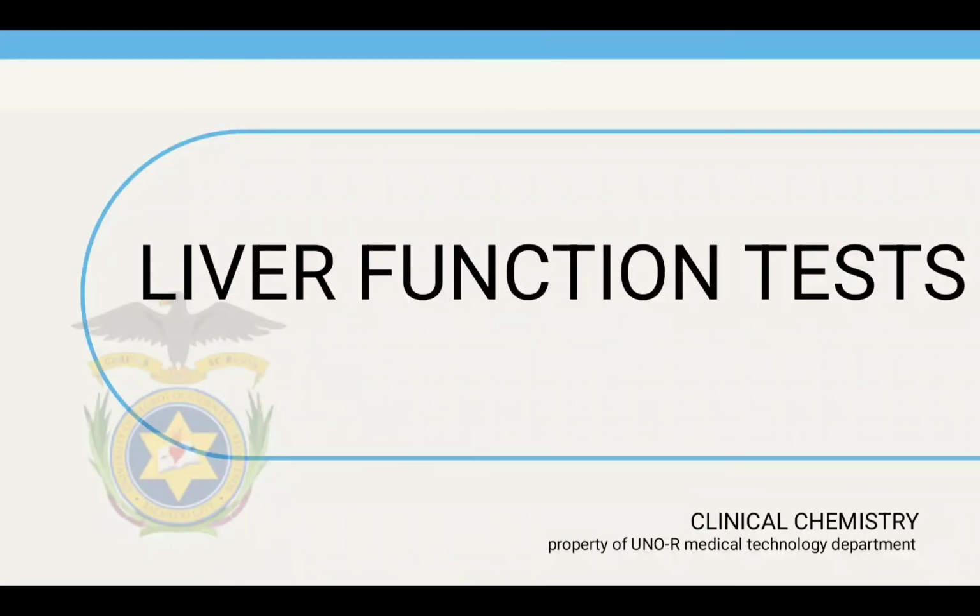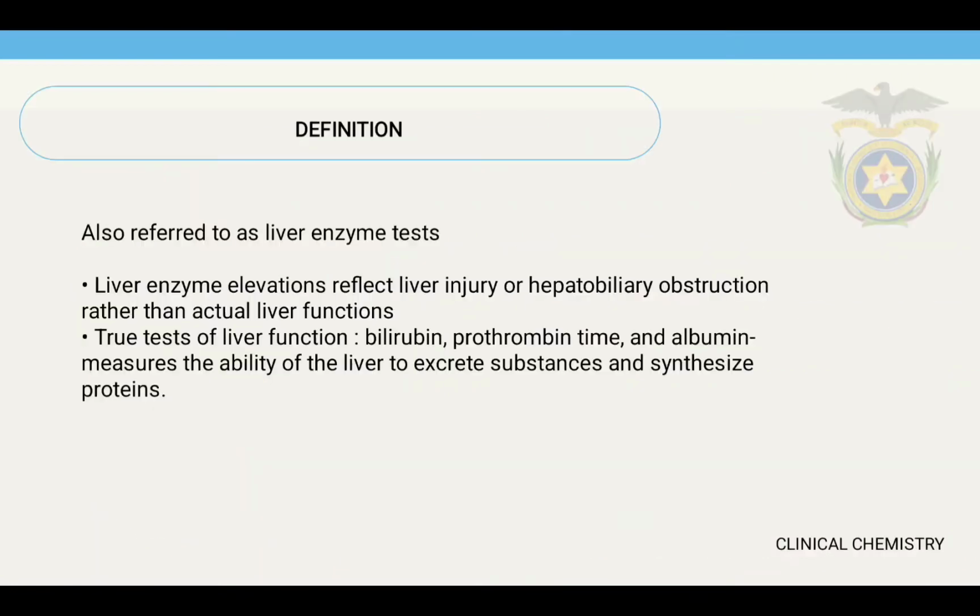So now we'll be discussing the different liver function tests as well as some of the enzymes of the liver that indicate liver damage. Your liver function test is also referred to as your liver enzyme test. Elevations in your liver enzymes reflect liver injury or hepatobiliary obstruction rather than actual liver function. If you want to test liver function, you need to test your bilirubin, your protime, and your albumin, which measure the ability of the liver to excrete substances and synthesize protein.